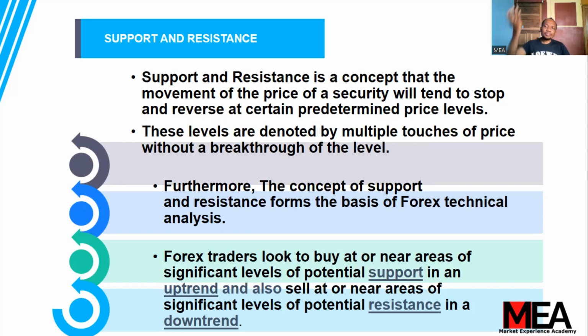Anticipating that we are buying from a discounted price, we are selling from a discounted price. And when the market starts reversing from the top side and starts going down, we will do what? We will make more money. So instead, forex traders look to buy at or near areas of significant levels of potential support in an uptrend, and also sell at or near areas of significant levels of potential resistance in a downtrend.